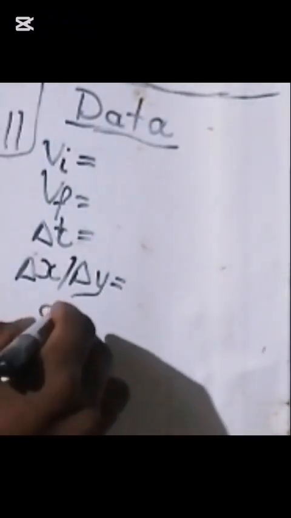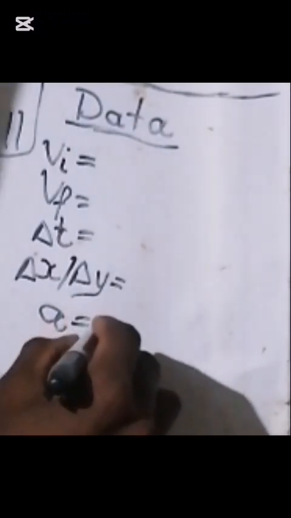If the object is going horizontally, we will say change in X. If it is going vertically, we will say change in Y. Then the fifth thing is acceleration. Acceleration, you are always given. Even if it is not mentioned in the statement, you have to know it is a constant, negative 9.8 meters per second squared.